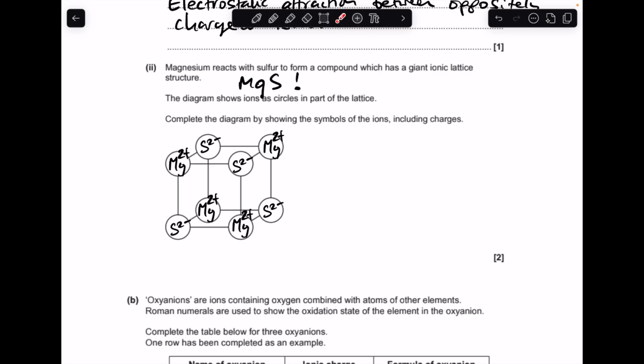So you can see I've put an Mg2+ ion in that corner there. So that means I need S2- directly next to that. Okay, so as long as they're alternating, that's fine.